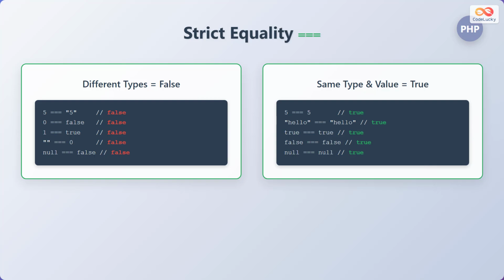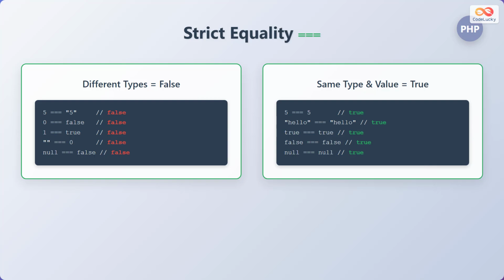Now let's look at strict equality examples. With strict equality, no type conversion occurs. Therefore, if you compare 5 to the string 5, it returns false because they are different types. Similarly, 0 is equal to false, 1 is equal to true, an empty string is equal to 0, and null is equal to false all return false.